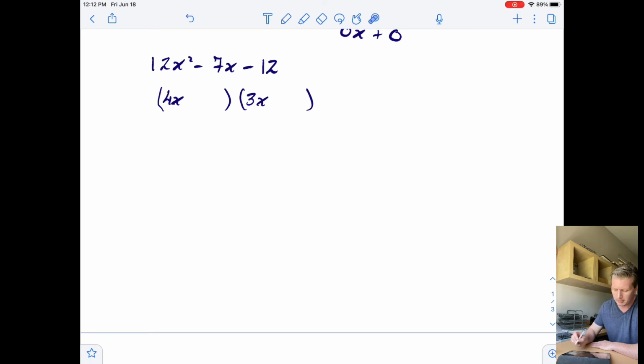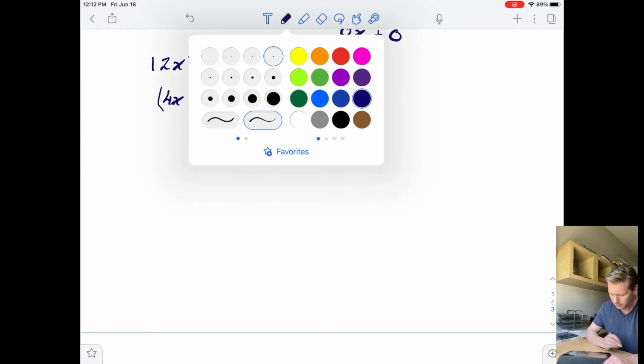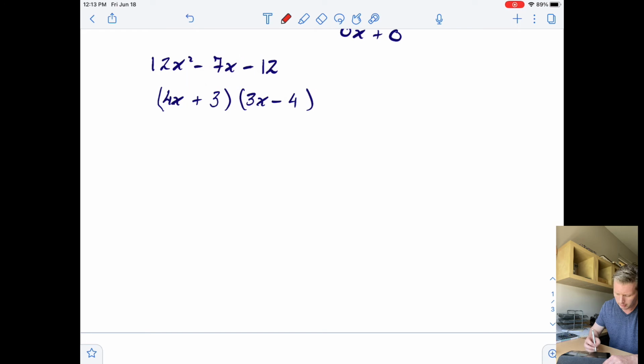Because I have here a negative 12, I know the signs are going to be different, plus minus, minus plus. I'm going to try plus, minus, and I'm looking for factors of 12. Let's try 3 and 4. Does that work? But let me just check it. I'll do the O and the I, the outer and the inner part of the FOIL process.